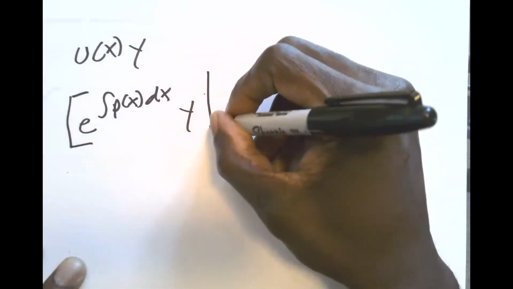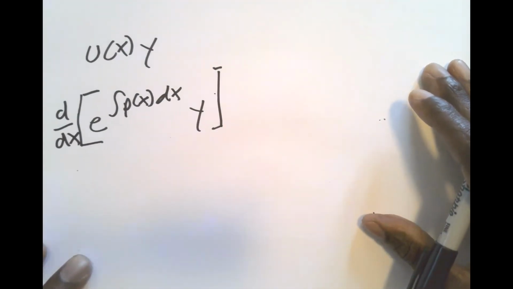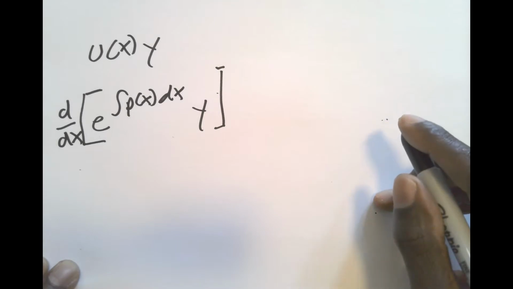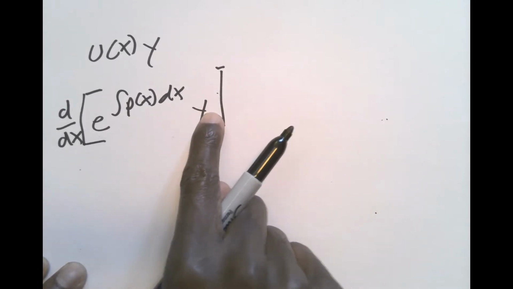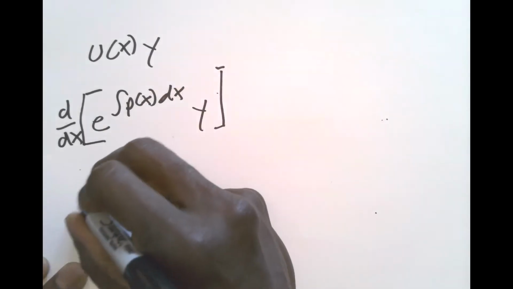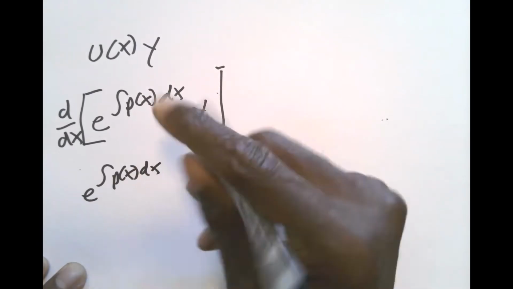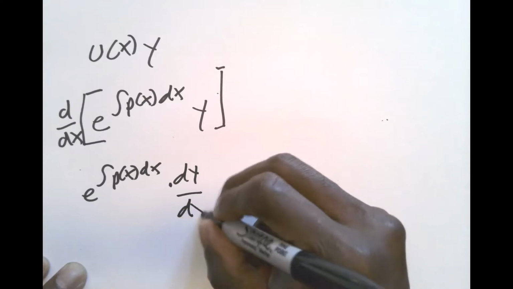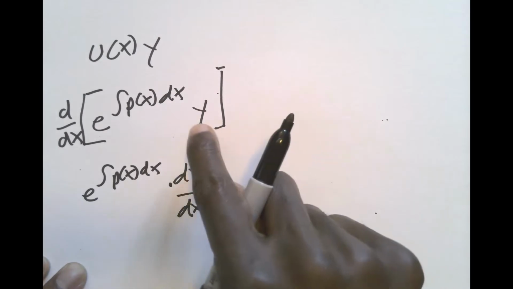And what I'm going to do is take the derivative of this with respect to x. Now, this is a product of two functions, and so I'm going to utilize the product rule. So the first thing I'll do is leave this guy alone and take the derivative of this. So I'm going to leave this guy alone, so that will give me e to the power of the integral of p(x) dx times the derivative of y with respect to x, so that's dy/dx, plus, now I'll take the derivative of this guy and I'll leave the y alone.